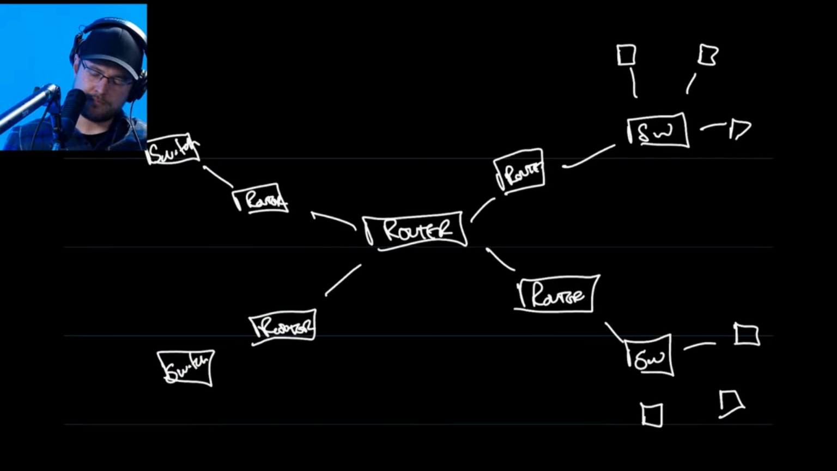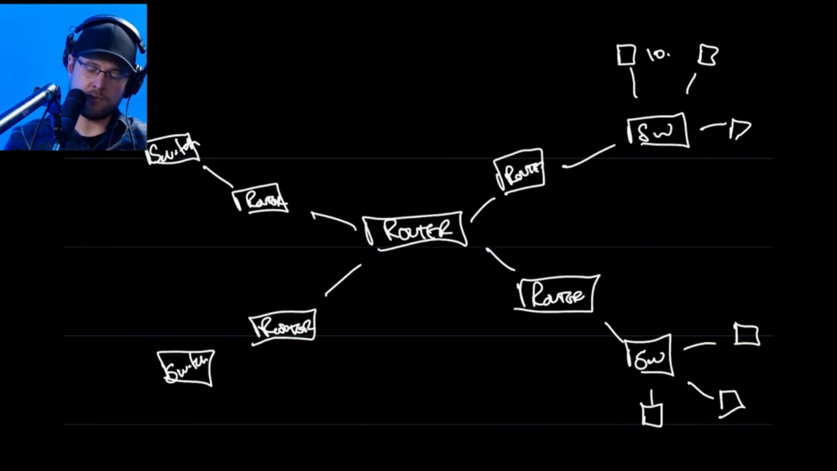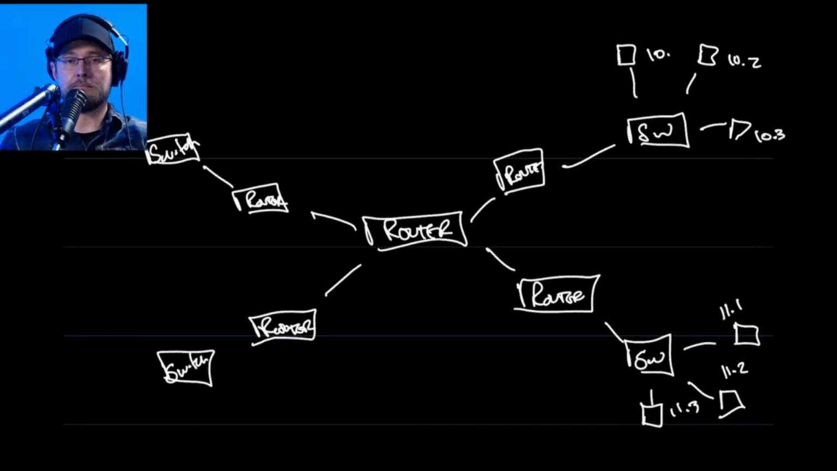Now, what's really cool is that all of the devices connected to these switches, which are connected to these routers, will all have unique addresses. And that's what an IP address is, right? It's a unique address assigned only to one device on a network that is hopefully being controlled by a router. So we get unique addresses in each of these. This might be 10.1, and this might be 10.2, and this might be 10.3. But over here, this might be 11.1 and 11.2 and 11.3. So we've got multiple networks.